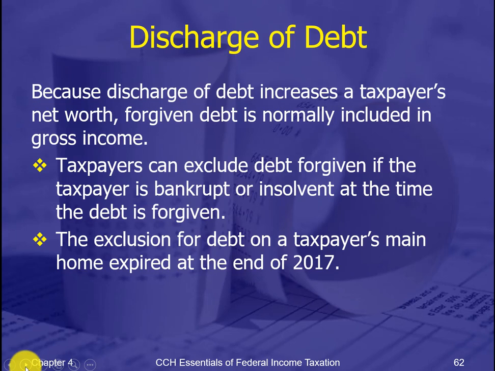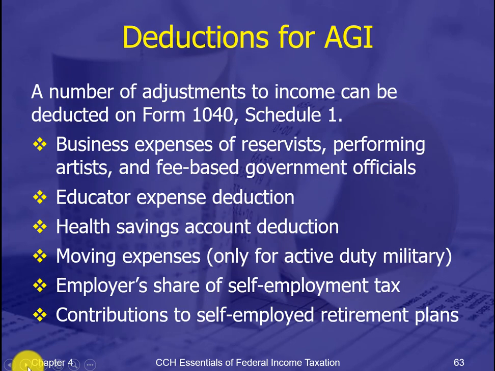The exclusion on debt for a taxpayer's main home. We used to have an exclusion where it didn't matter if you were insolvent or bankrupt. You could be forgiven on your home, but that expired at the end of 2017. So it would have been not included in 2017. It would be included in 2018.